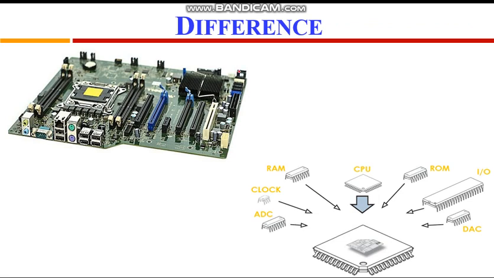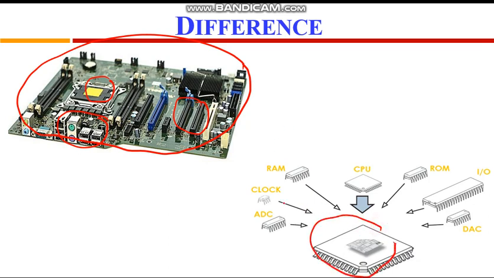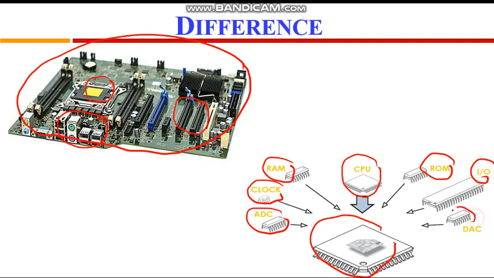If you see here, this green PCB called a motherboard has the CPU, RAM slot along with IO ports, serial port, everything on a single PCB. While the microcontroller has this IC. Inside we have ADC, clock, RAM, of course we have the CPU as the brain of this, ROM, IO ports and DAC. So all these are in a single IC called a microcontroller.